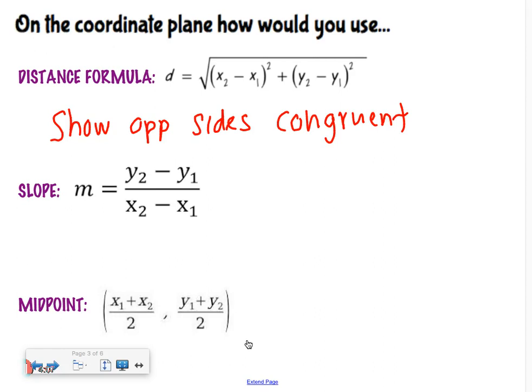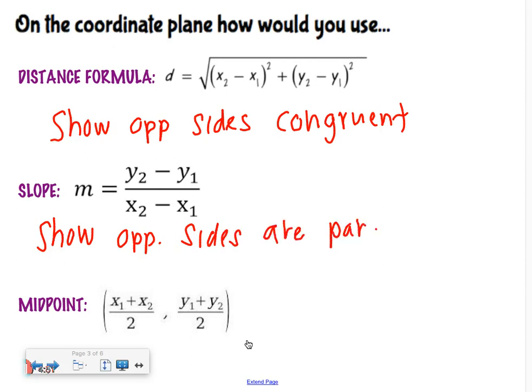What about the slope formula? How would that help us? What would slope tell us? What do you guys know about it? You're on the right track. Two lines are parallel, right. So if they're parallel, what would they have? The same slope. Yes. So that opposite sides are parallel.